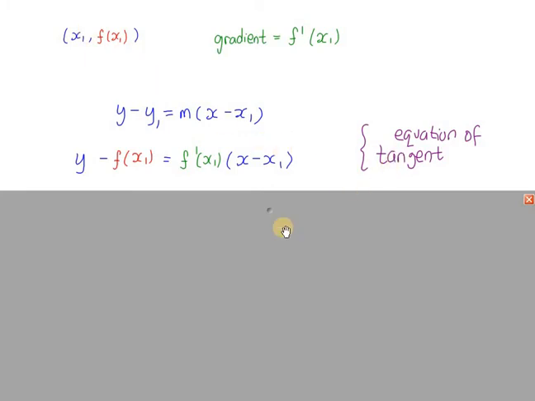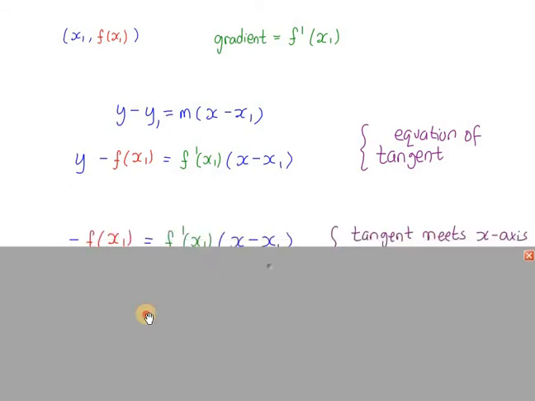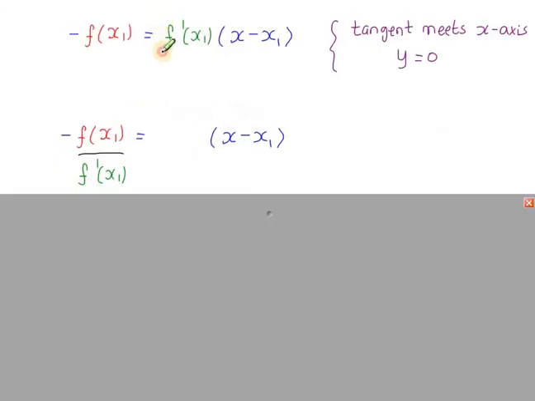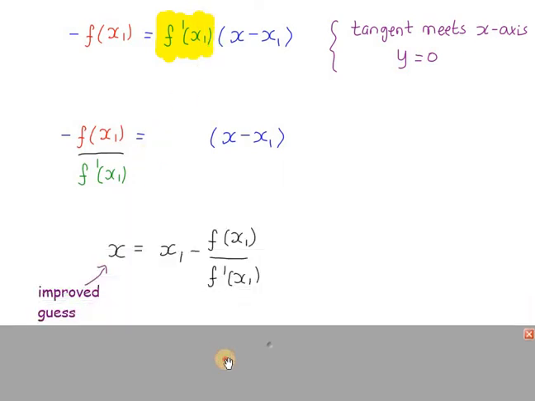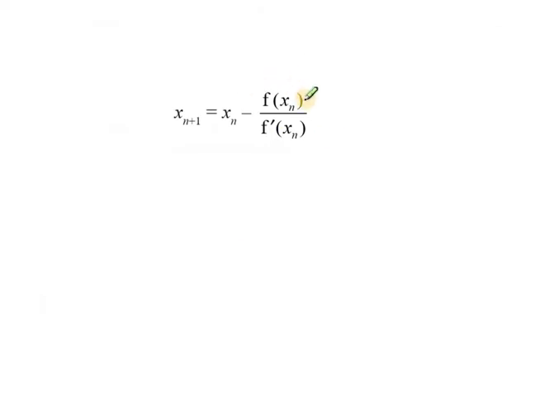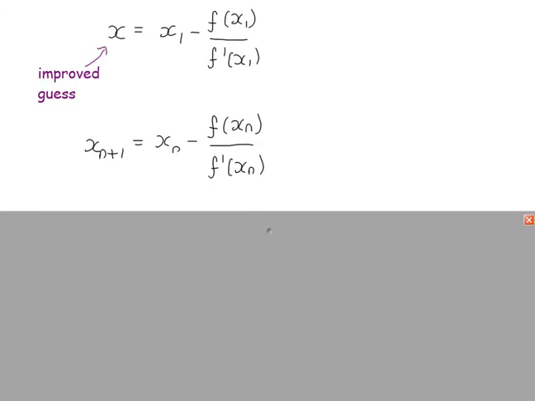So we have y minus the y coordinate is equal to the gradient times x minus the x coordinate. The tangent meets the x-axis, so y is equal to 0, so that term is 0, so it eliminates, and then divide by f dash x, and then rearrange, and this looks very similar to the formula for the Newton-Raphson method. We just need to add the subscript n's and n plus 1, like this. So if we start with x1 as our initial guess, then this is x2, the improved guess.